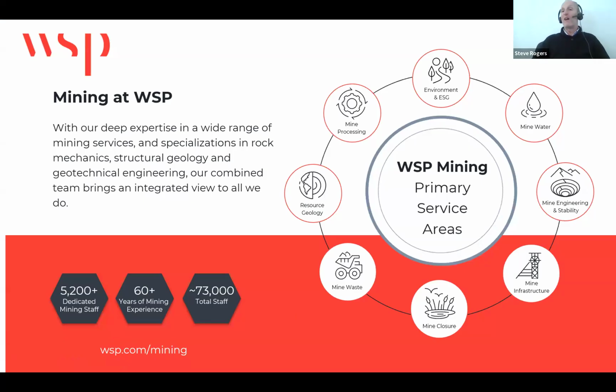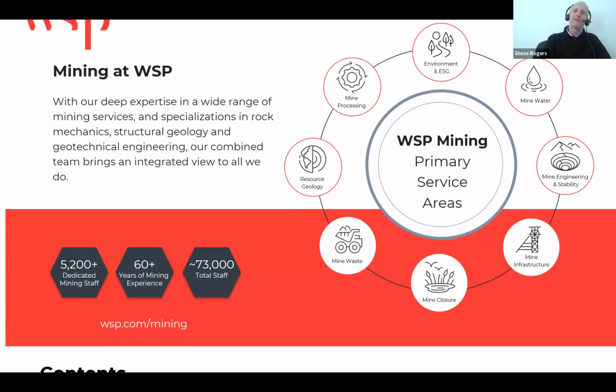Just by way of a bit of background, I work at WSP, which was, as lots of people knew, Golder Associates. We got acquired about 3 or 4 years ago. So I sit within the WSP mining business, actually within the mine engineering and stability business. So we do mining stuff, but that's just by way of introduction.